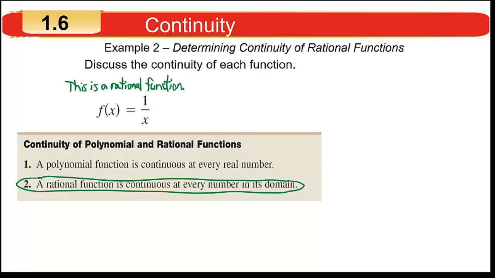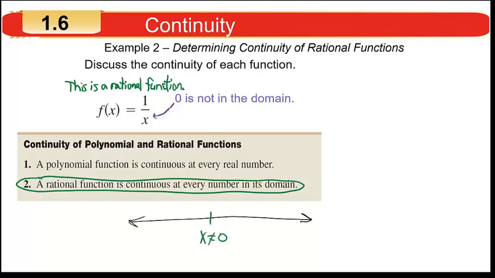So we have to figure out what the domain is, and when you're dividing by x, it's obvious that x can't be 0 because you can't divide by 0. So 0 is not in the domain of the function, and that tells you that you have to leave it out when you're talking about continuity. I would think of it in terms of a number line, and you think of 0 as being a value on the number line.